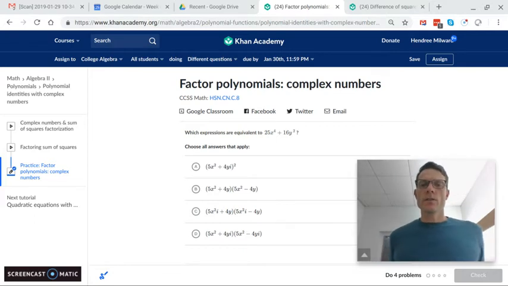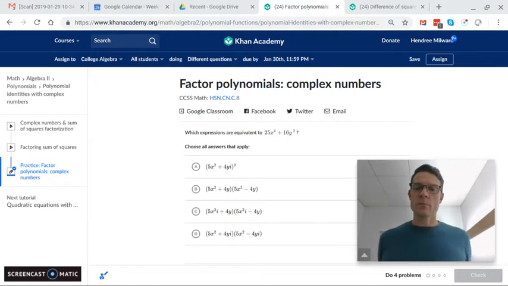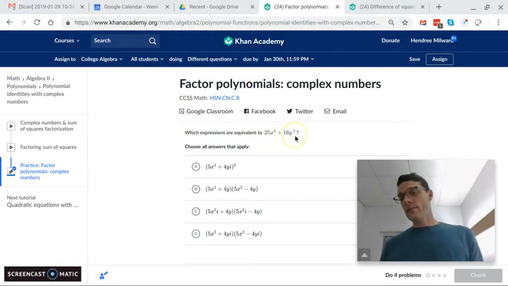Okay, I wanted to show you this skill: factor polynomials with complex numbers. It's a little tricky. Factoring is tricky in and of itself, and then you add complex numbers in there, and it can be even trickier. So we have this expression, 25x to the fourth plus 16y squared. We want to factor that.